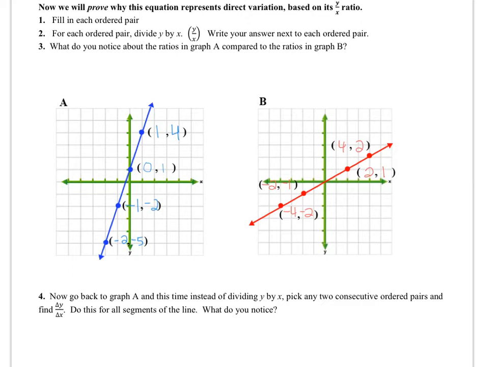So the next thing that we're going to do is in each ordered pair, we're going to take the y-coordinate of the ordered pair and divide it by the x-coordinate. So just for example, if I did that here, it would be 4, that's my y, divided by 1, which would be 4.